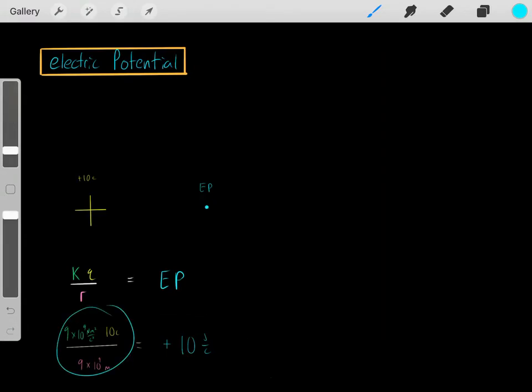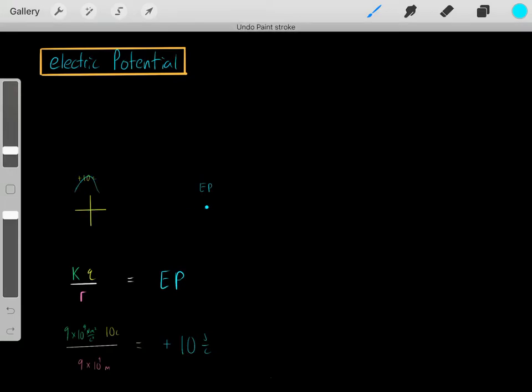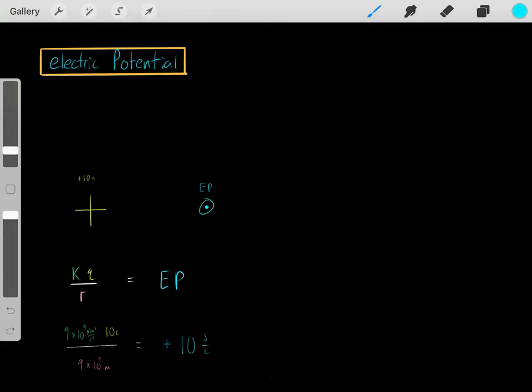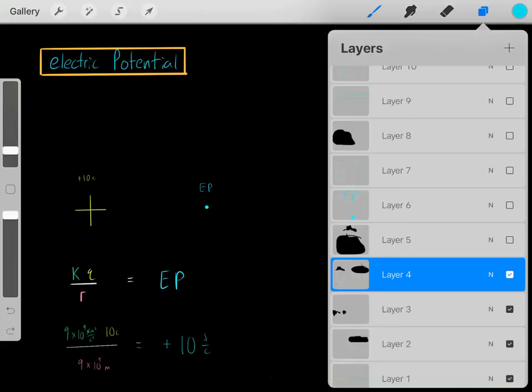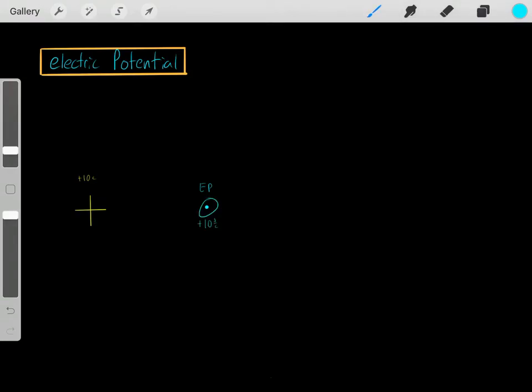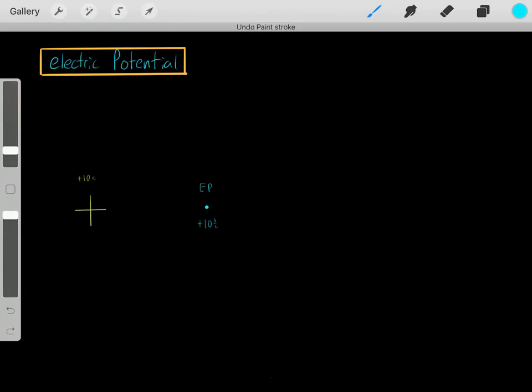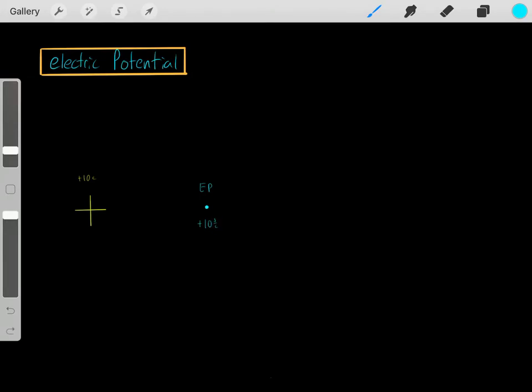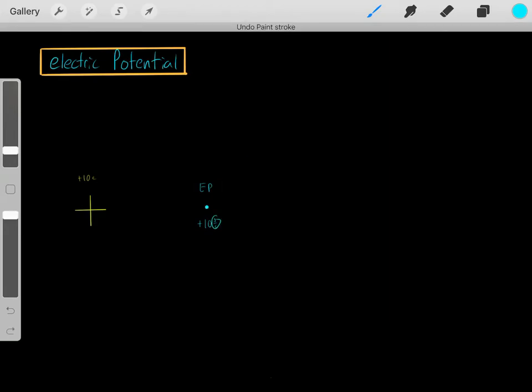If we were to plug in our values and our units, we would get an electric potential of positive 10 joules per coulomb. So now we know the electric potential at 9 times 10 to the 9 meters away from a positive 10 coulomb charge is positive 10 joules per coulomb. And notice the units. This isn't charge. It's different. It's just a characteristic of a region in space, and these are the units.